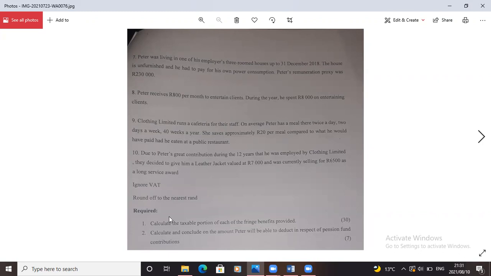Okay. Then on number 9, Clothing Limited runs a cafeteria for their staff. On average, Peter has meal there twice a day, 2 days a week, 4 weeks a year. He saves approximately 10 rand per meal compared to what he would have paid had he eaten at a public restaurant. Okay, if you come across English like this, if you see the word cafeteria or canteen, for staff, you know that there you must speak English only, you will not calculate anything.